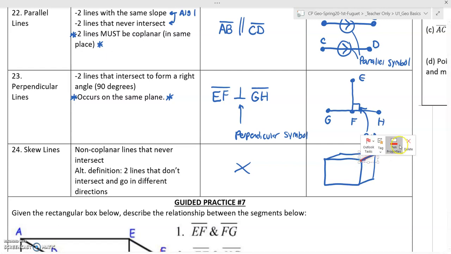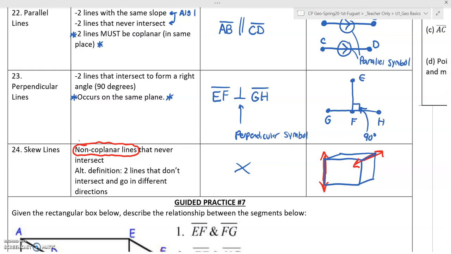But here's going to be that example of skew. So what if I draw one right here? So this line that's going forward and backwards. I'm going to draw a different line that goes up and down. These two are never going to intersect each other, but they're going in completely different directions, which means they are on different planes. They are non-coplanar lines. And again, I'll show you this with some more visual examples in class, but this is going to be the general definition for skew line.